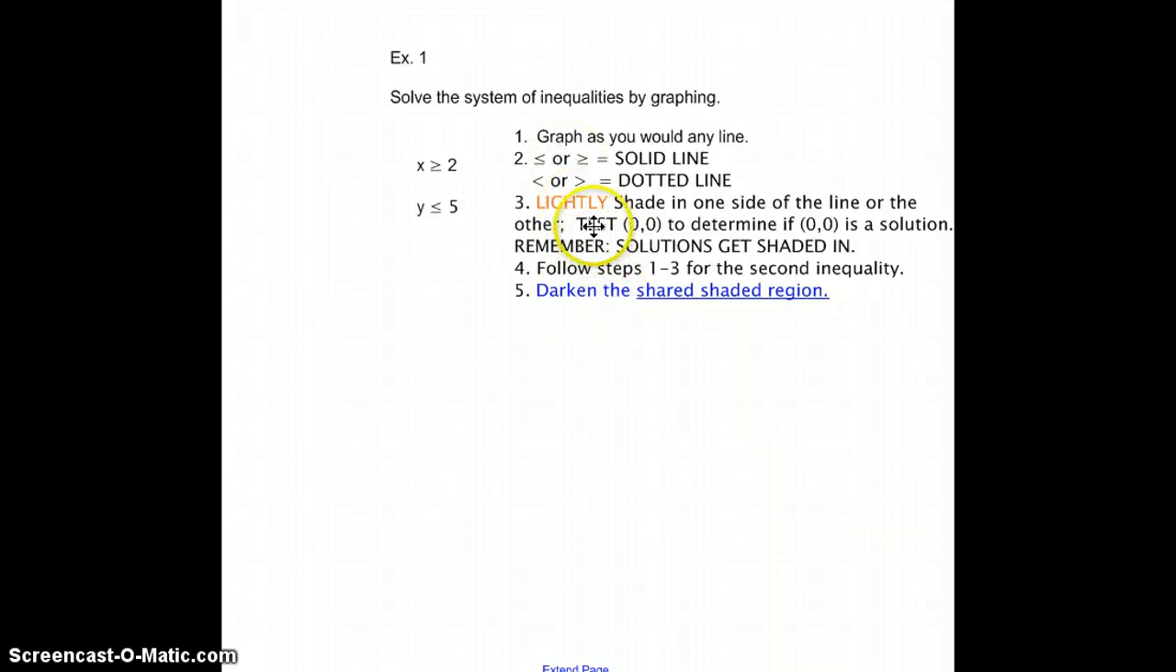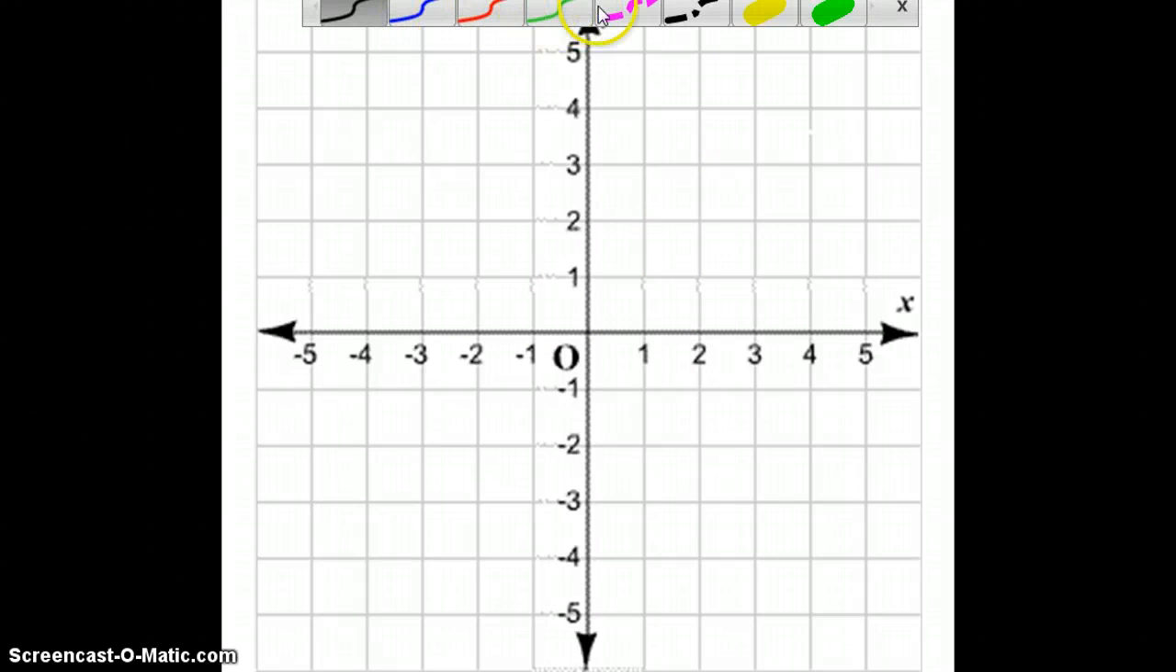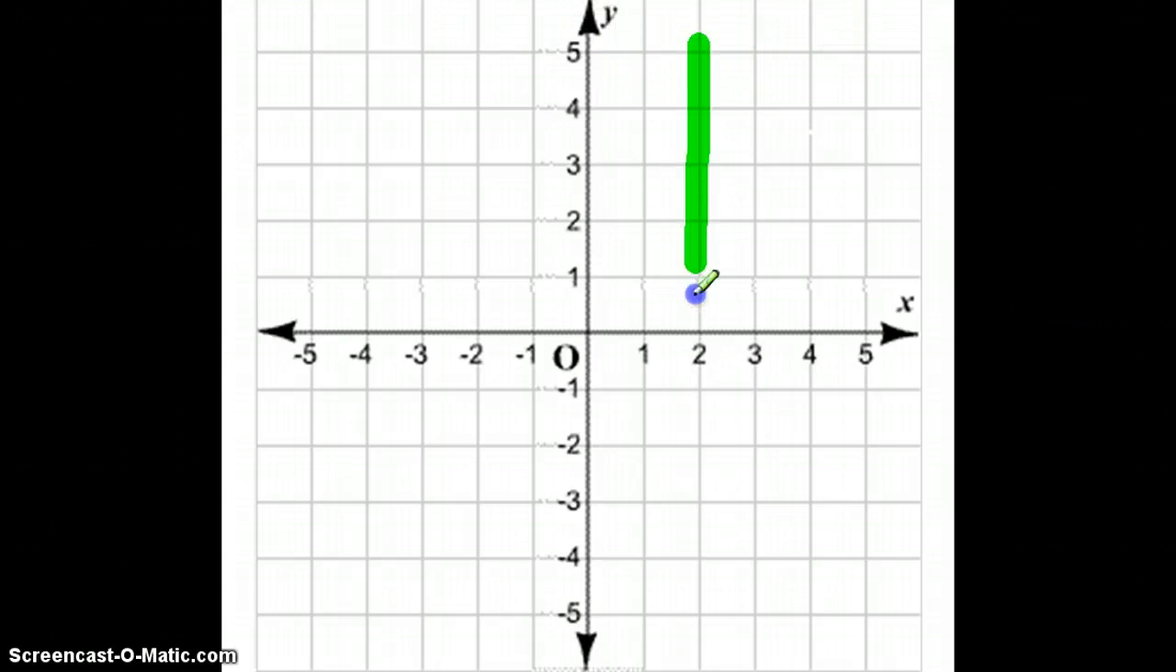And the differences I put in orange and blue. So again, the first thing is we would graph them as we would any line, paying attention to the inequality. So let's jump on that here. We got x is greater than or equal to 2. So greater than or equal to, it's a solid line. Okay. So x is equal to a number. That's a vertical line. Okay. Solid line. Let's use our green right here. So x is equal to 2. Bam. Greater than or equal to, I should say.